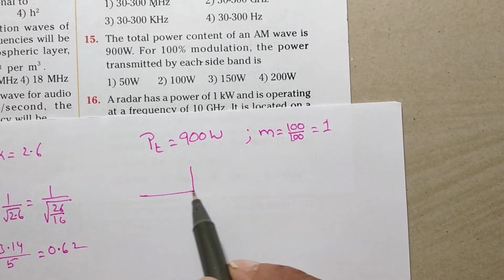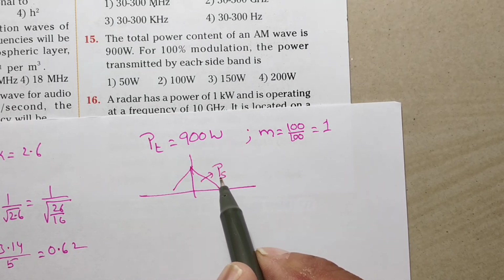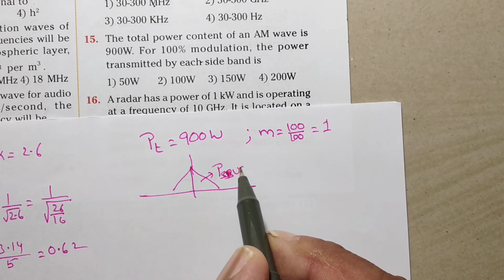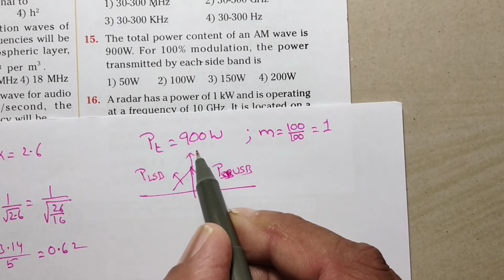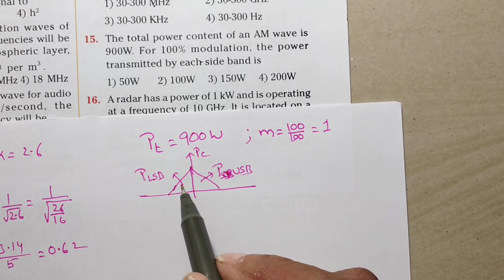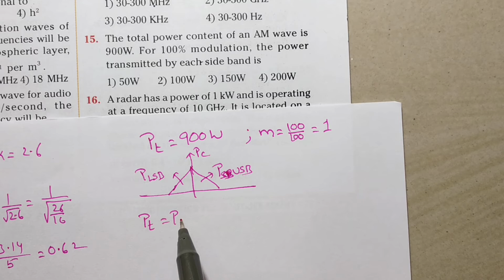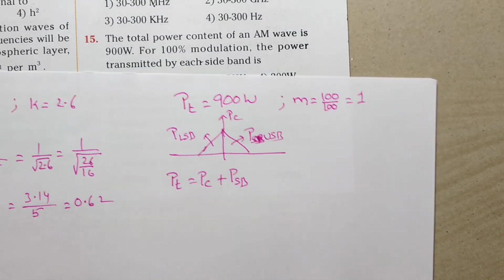In general AM means this is the upper sideband, USB, and this is the LSB, lower sideband. This is the carrier. They are asking for any one sideband, what is the power required. That means PT means carrier power plus sideband power. So we are going to solve this problem like this.